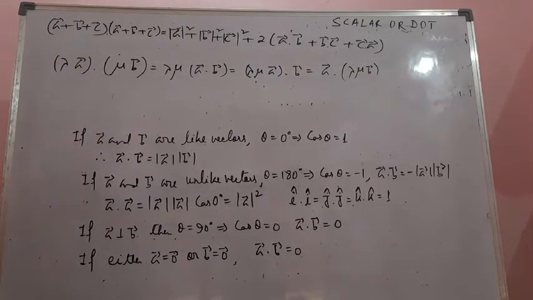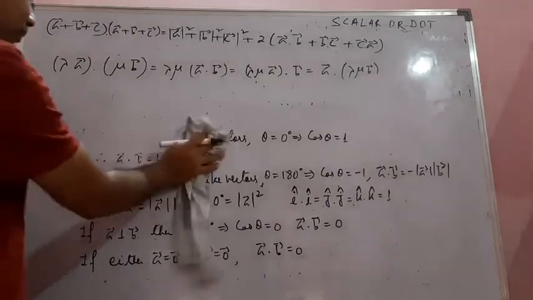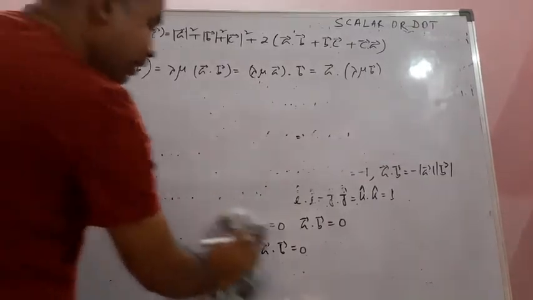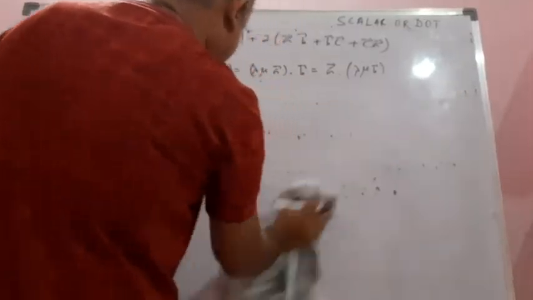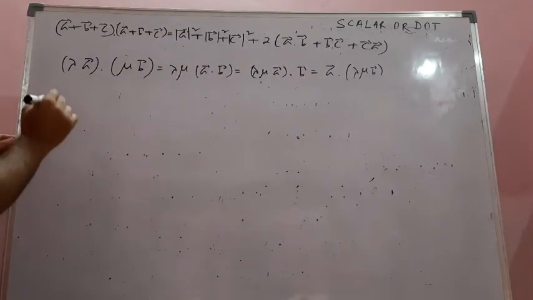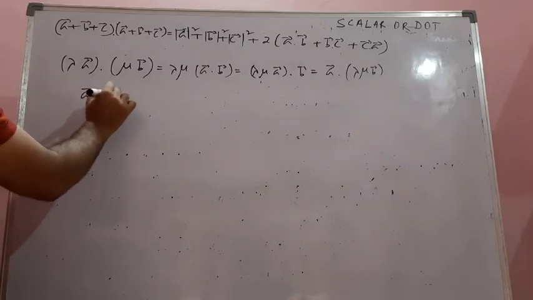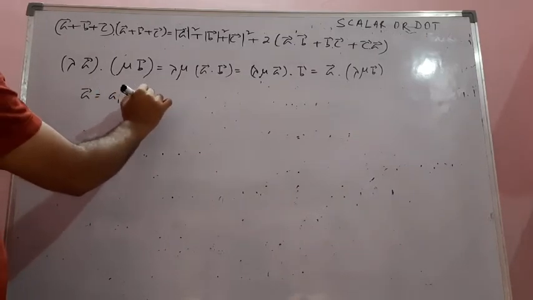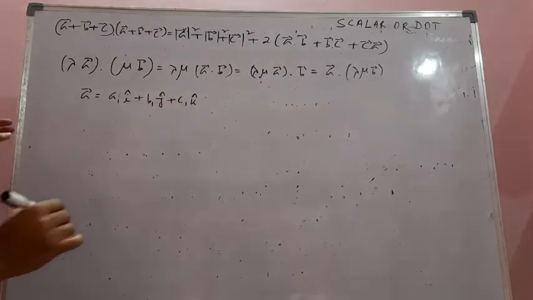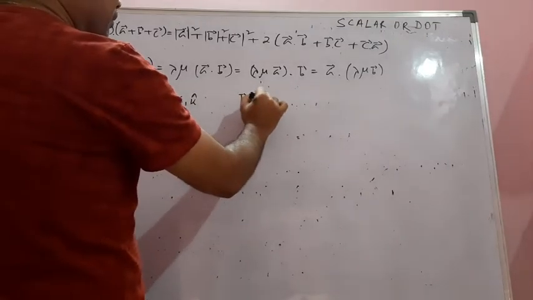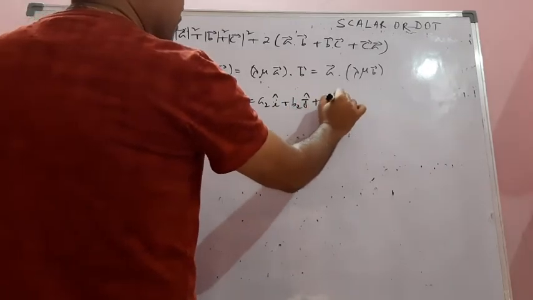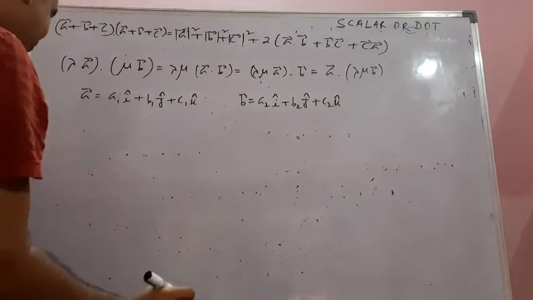Okay, next, if the vectors a and b are given in component form. Vector a, suppose in component form, is a1 i cap plus b1 j cap plus c1 k cap. Vector b, suppose in component form, is a2 i cap plus b2 j cap plus c2 k cap.